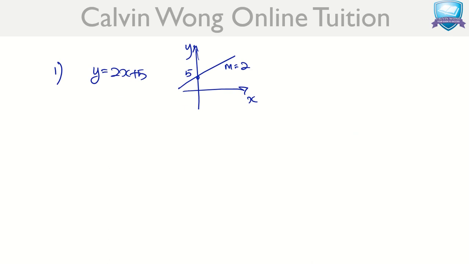First, let's look at this equation. y equals 2x plus 5. This is a linear equation with gradient equals to 2. So, dy/dx is the gradient. Gradient equals to 2.